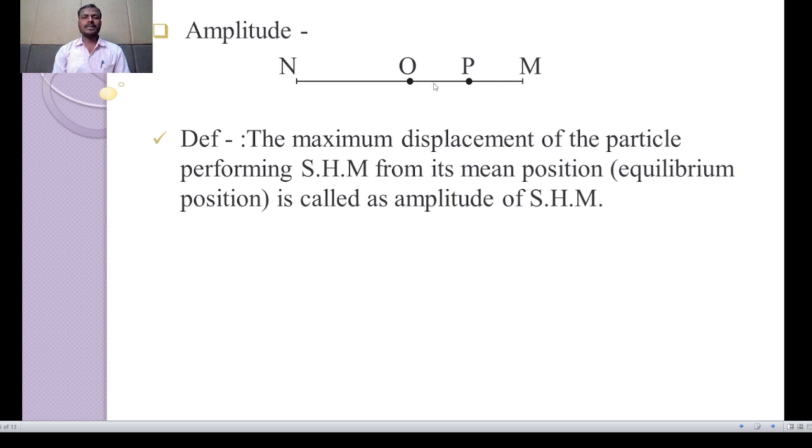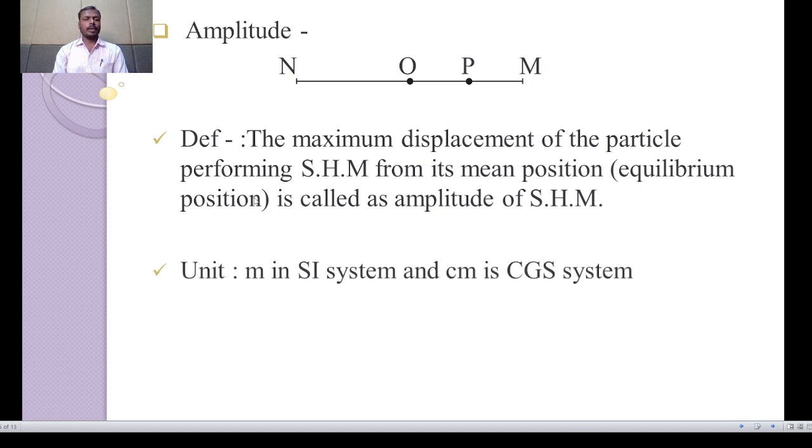Therefore, the distance from O to M is equal to the distance from O to N. That is, both distances are the same. So, O is the midpoint, that is the mean position. And from O, the maximum displacement of the particle, that is from O to M or O to N, is nothing but the amplitude.